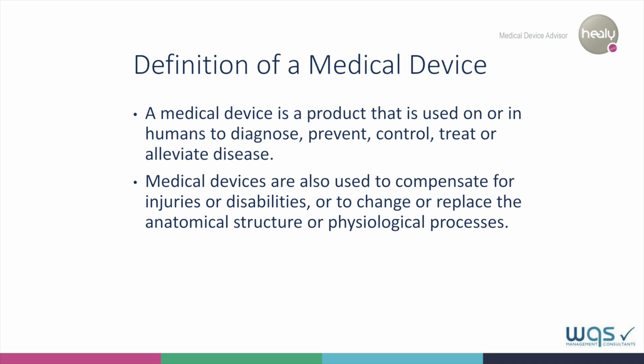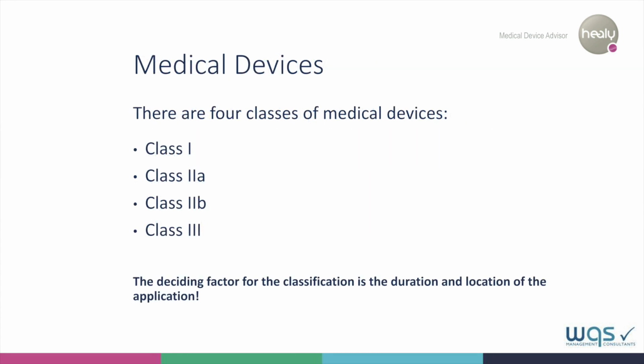What is a medical device then? It is a product that is primarily used on or in humans. It may be used to identify, treat, monitor, or alleviate diseases, or to prevent them in a medical sense. There are 4 categories of medical devices: Class 1, Class 2A, Class 2B, and Class 3. They are classified according to the duration of the application and where in or on the body they are applied.